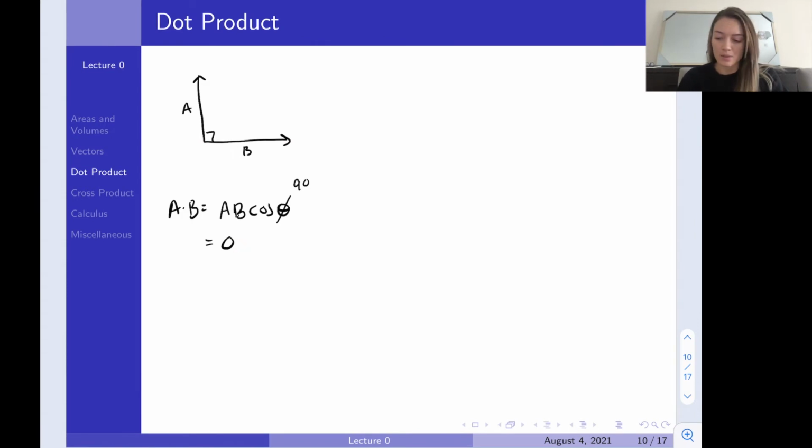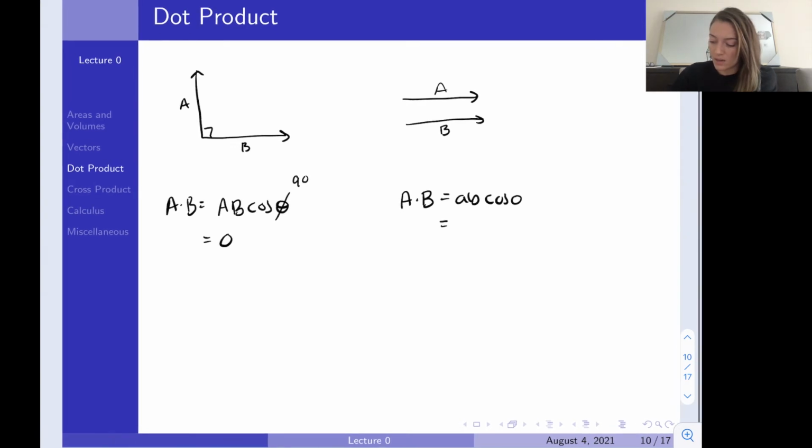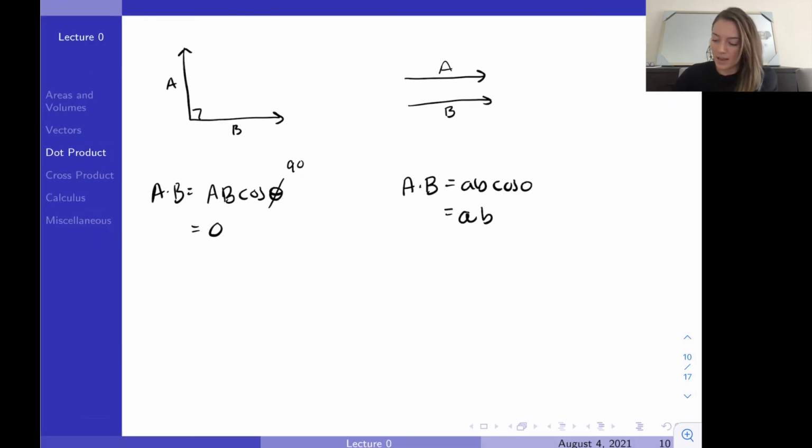So the dot product is 0. Now the other case is if, let's say, my 2 vectors are parallel. So it's AB cosine. Now the cosine of the angle between them is 0 degrees because they're parallel, so they have no angle between them. So now this means that the dot product is just the magnitude of each vector multiplied together. So this is the maximum that you can have. This is the maximum possible value of your dot product for 2 vectors A and B. So the dot product is a maximum when our vectors are parallel.